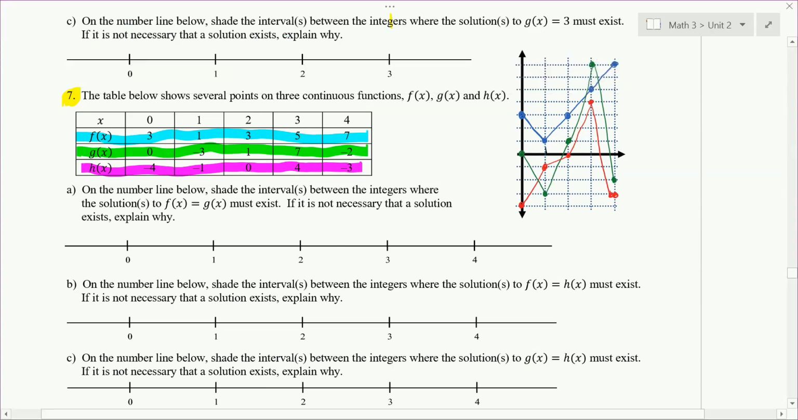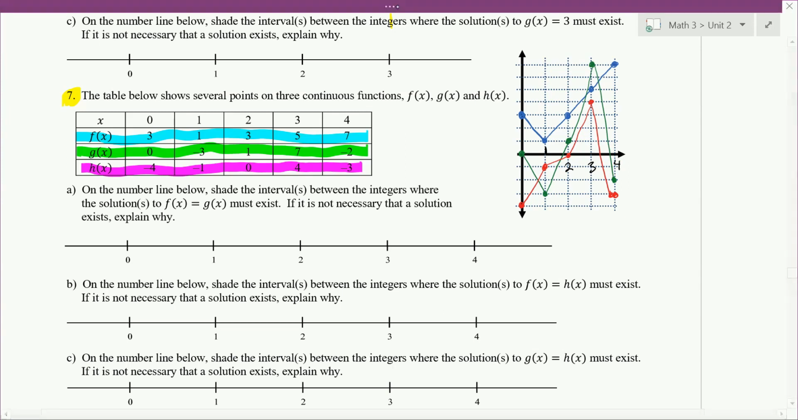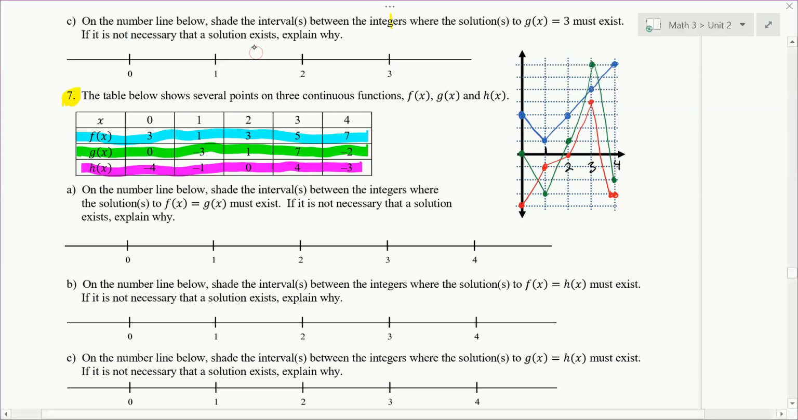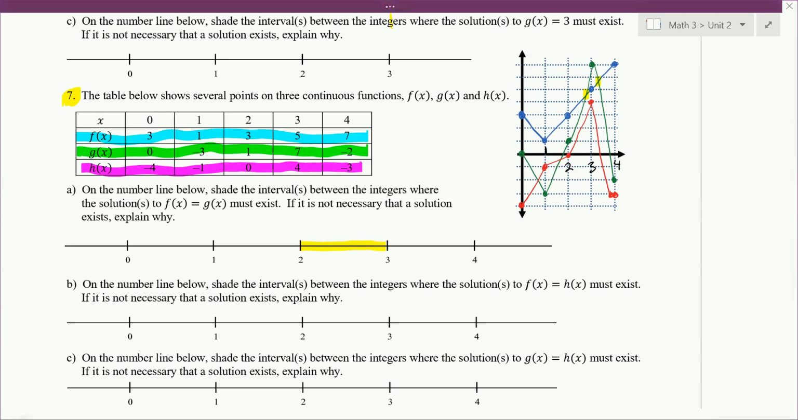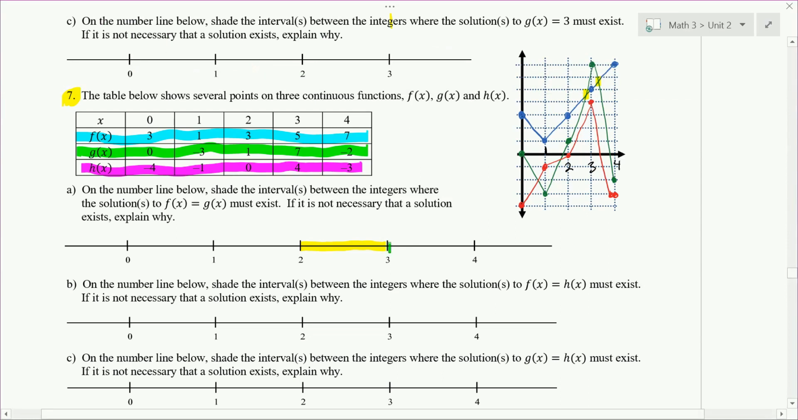So this is x equals 1, 2, 3, and 4. And so between what two x values is the blue graph and the green graph crossing? So I'll highlight here and here. Those are the two spots where I see blue and green crossing. So between 2 and 3, and between 3 and 4. They're not crossing everywhere in between, but somewhere in between.